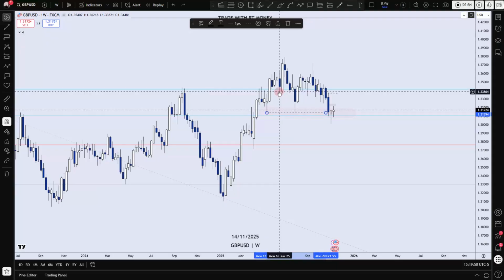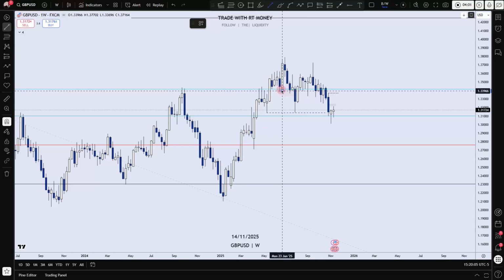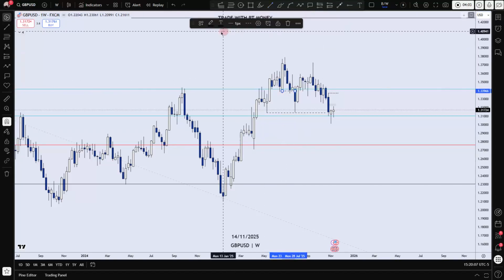All right. I love the fact that we have a change in the state of delivery right there. I love the change in state of delivery because it marks an order block. That's what it marks.